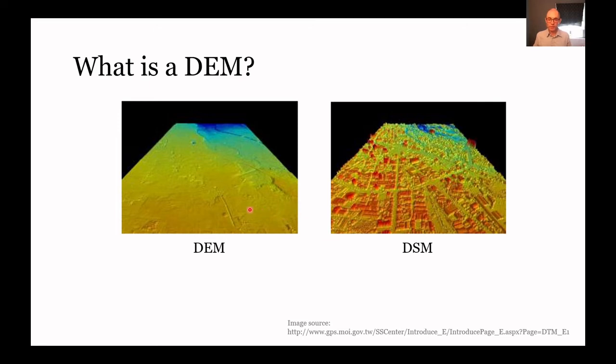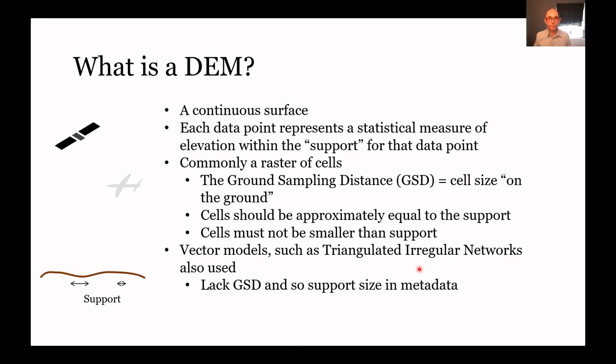This will be the difference between the surface with nothing on it, and this is the surface with buildings on it. So that's the DEM, digital elevation model, and the digital surface model. But more generally, what are we talking about? Well, the DEM in all of its forms is a continuous surface.